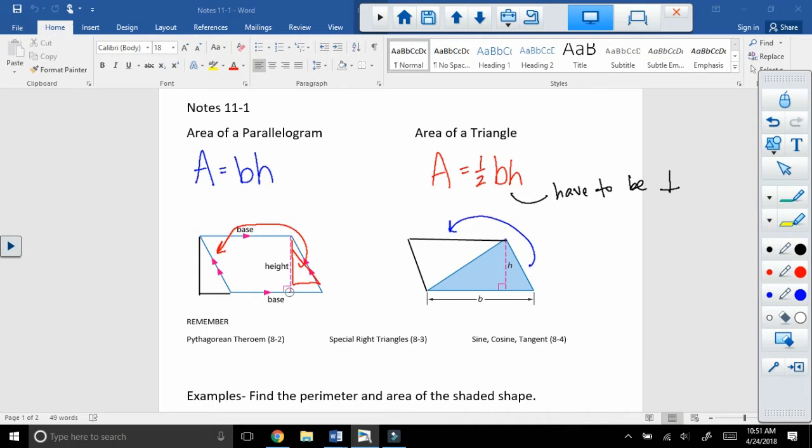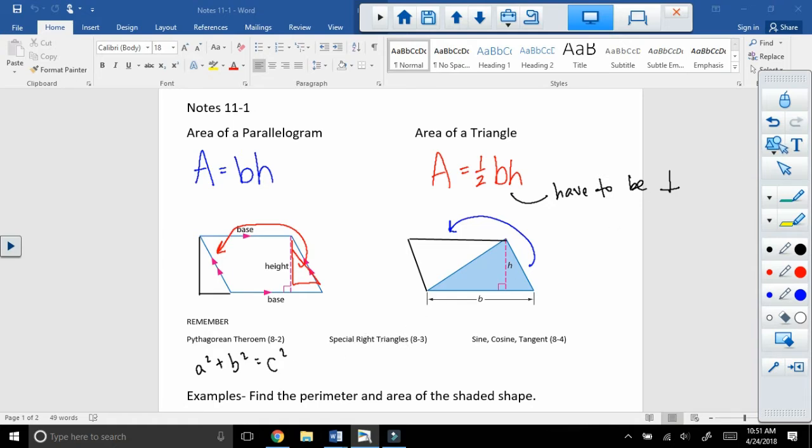So sometimes they'll give you both of those numbers. Other times they won't, and you might have to calculate something. But the base and the height will always be perpendicular. So we reviewed these in the warm-up today, but the Pythagorean theorem, just keep in mind, is a squared plus b squared equals c squared. You'll have to use that for some of the problems.